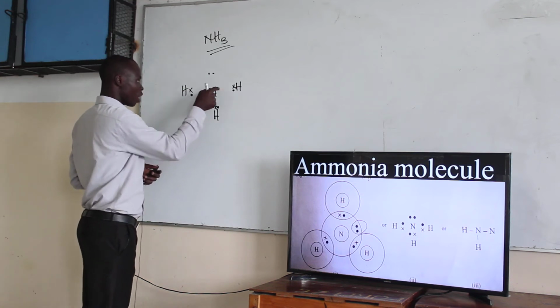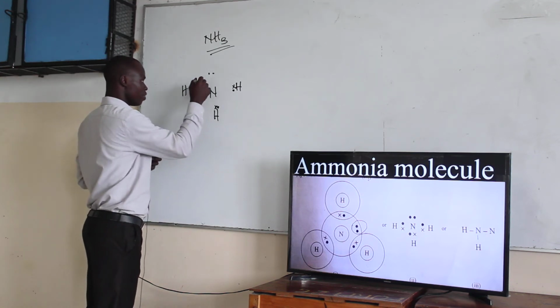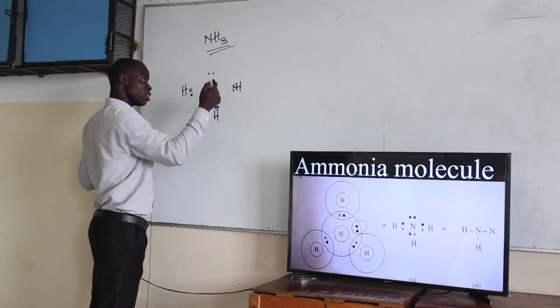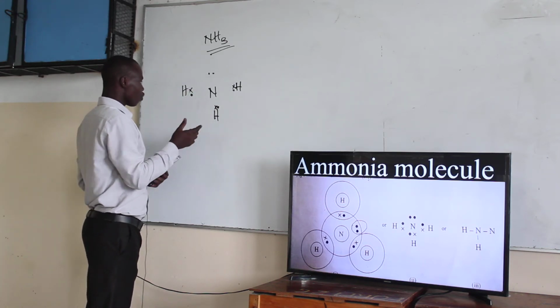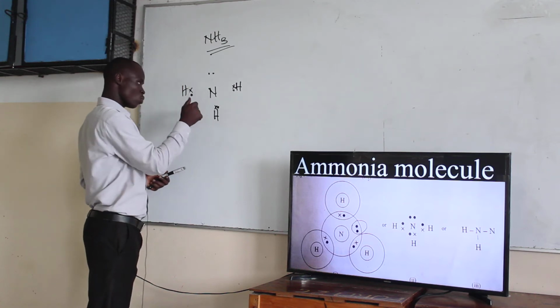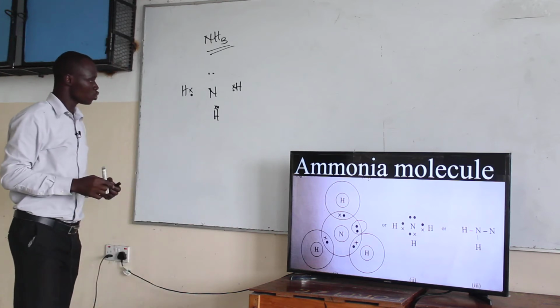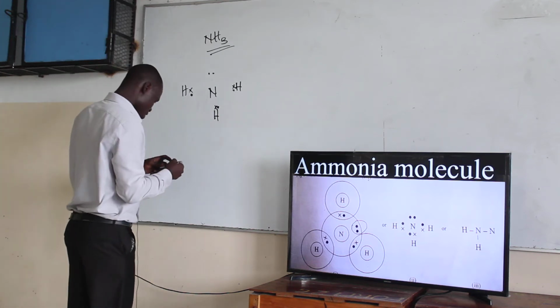Around nitrogen now, you want to count the electrons: 1, 2, 3, 4, 5, 6, 7, 8. For nitrogen, it's good to go. Then for hydrogen, it has got 2, that's good to go. This one has got 2, this one has got 2. Then it's good to go. So there's another way you can write this.